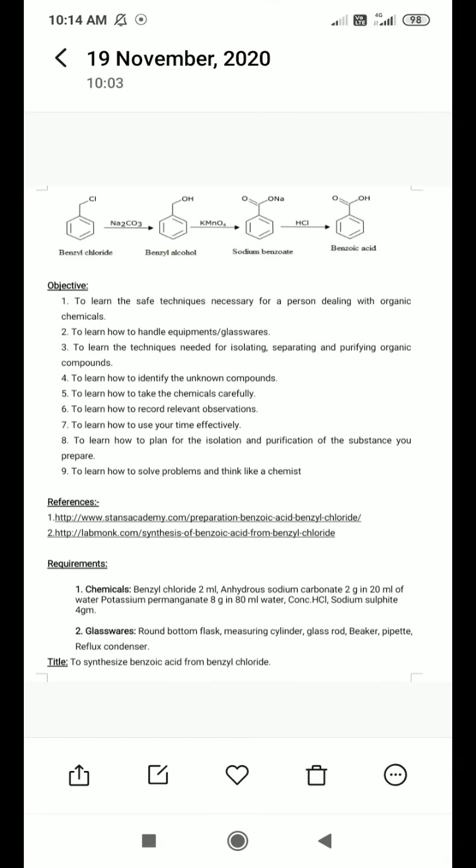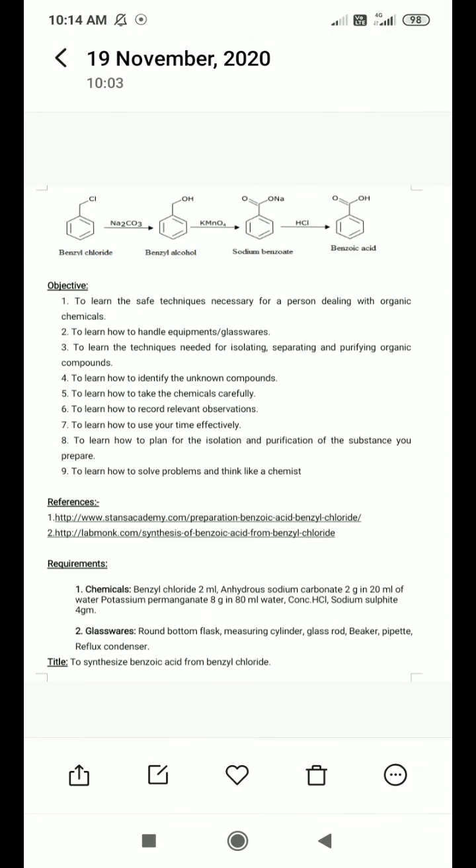Now the requirements. There are two types of requirements: the chemicals required for synthesizing this compound, and the apparatus we can use to carry out the experiment. For chemicals, we require benzyl chloride 2 ml, anhydrous sodium carbonate 2 gram in 20 ml water, potassium permanganate 8 gram in 80 ml water, concentrated HCl, sodium sulfate 4 gram, etc. These are all the chemicals we require to synthesize this product. Then glassware: RBF, that is round bottom flask, measuring cylinder, glass rod, beaker, pipette, reflux condenser. This is the apparatus we require.